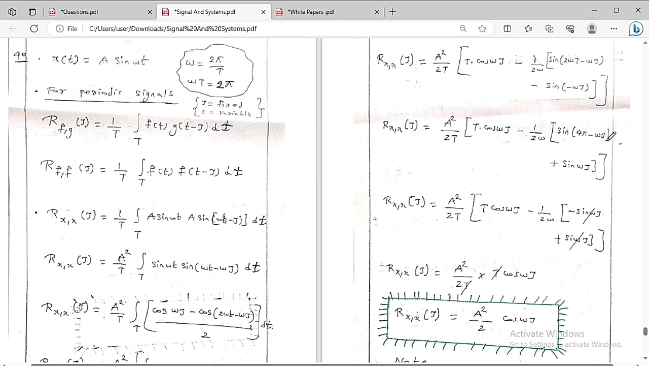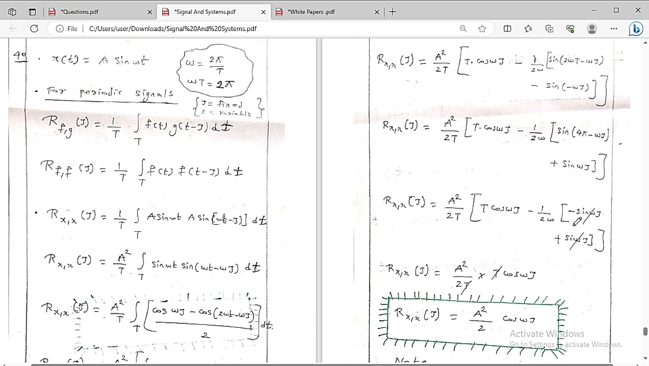In the fourth quadrant, sine 4 pi will become 360. So 2 pi is 360. Then what is 4 pi? 720. So sine will remain sine only; it will remain the same as it is. But here, in the fourth quadrant, sine is negative, so you have to keep it negative. So minus sine omega tau.